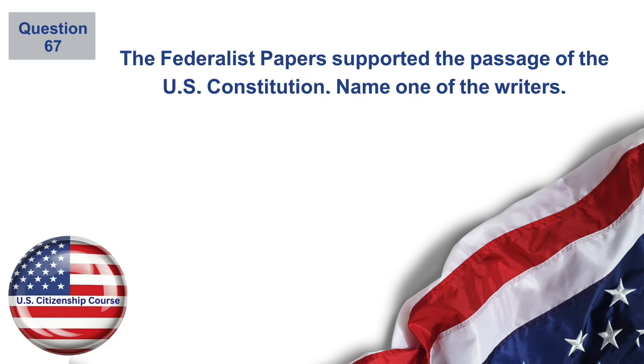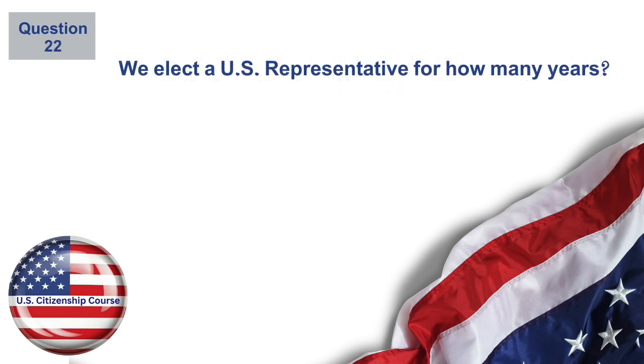The Federalist Papers supported the passage of the U.S. Constitution. Name one of the writers. James Madison. We elect a U.S. representative for how many years? 2.